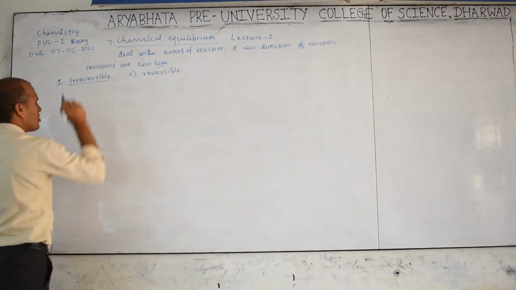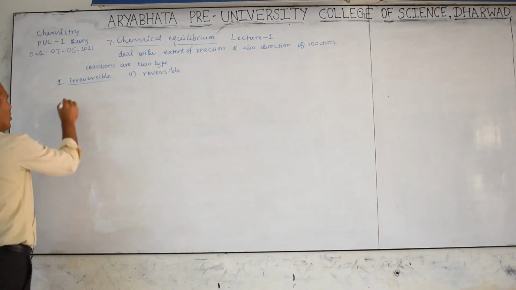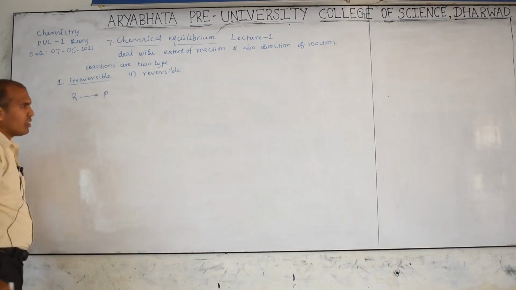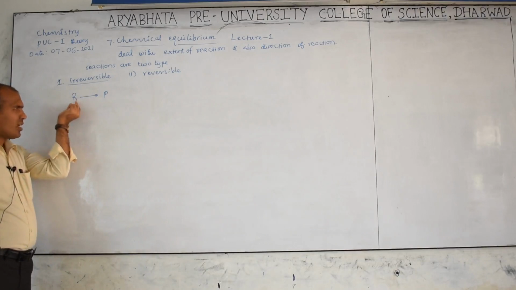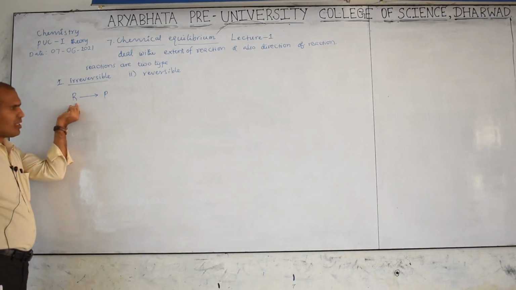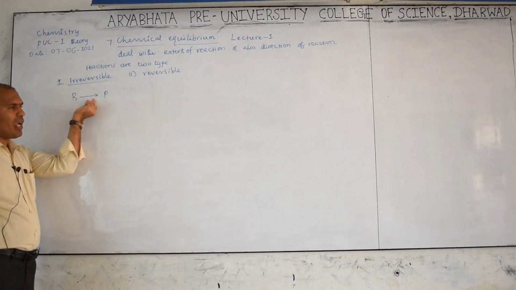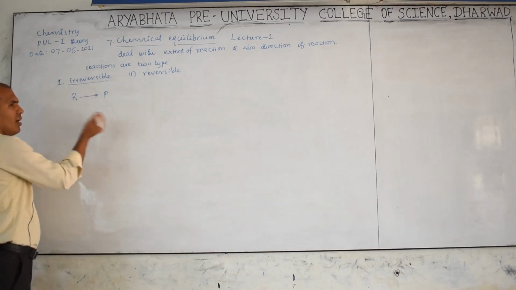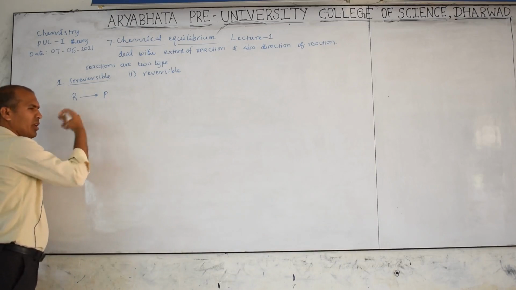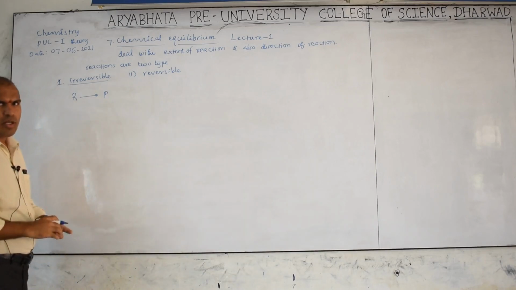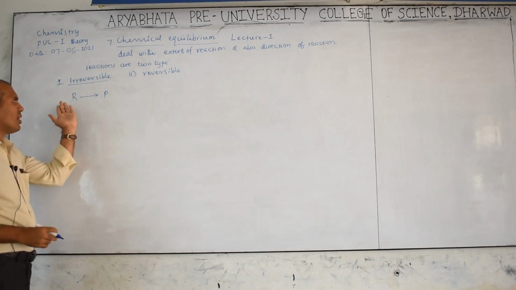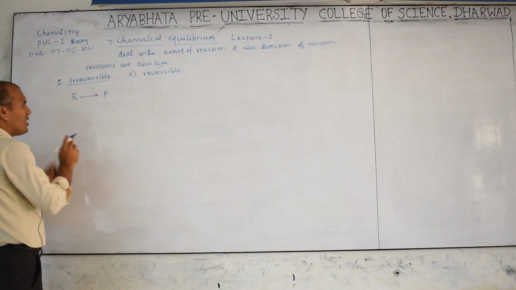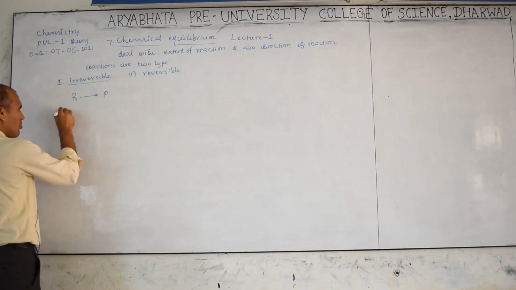So what is an irreversible reaction? Reactant converts into product. Before the arrow mark is the reactant, which I denote with R. After the arrow mark is the product, which I denote with P. In some other books it may be given as A, B or other symbols, depending on convenience. So reactant converts into product. This proceeds in only one direction.